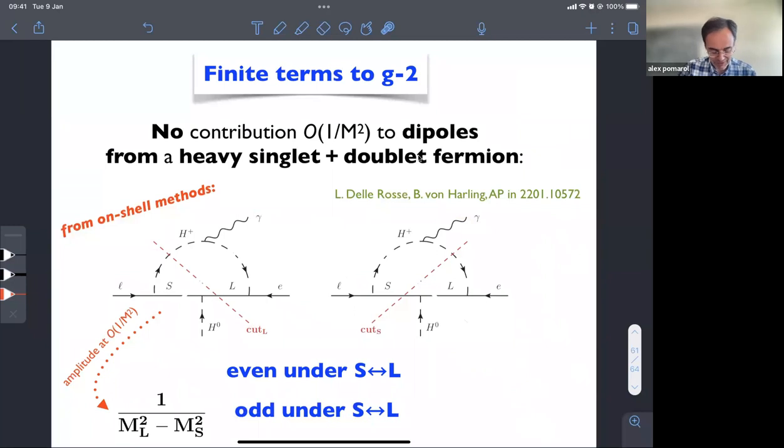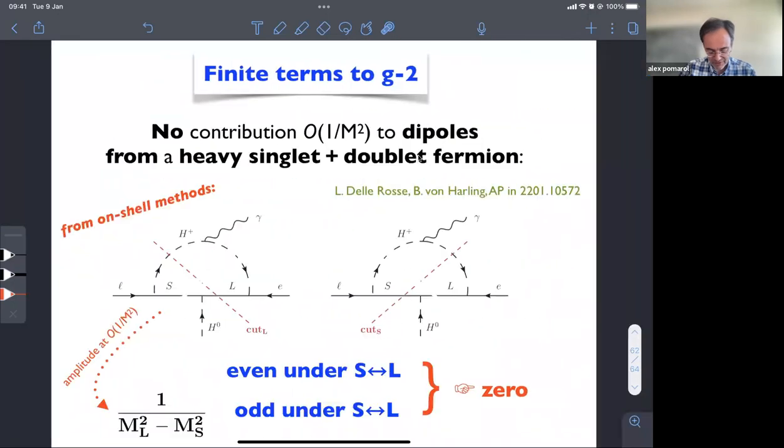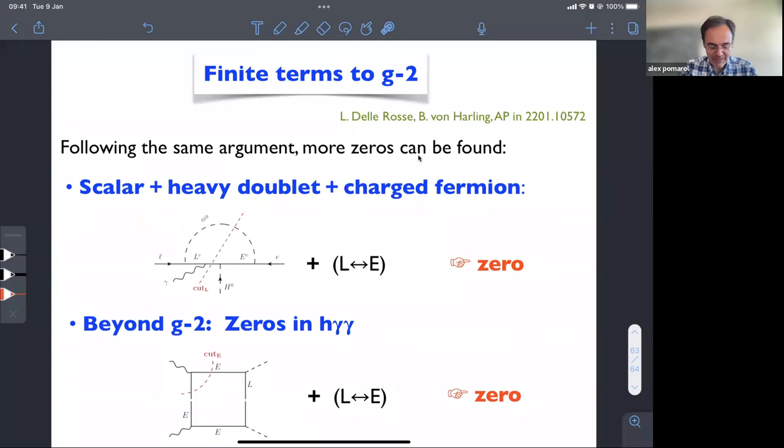So again, the fact that you can look at this as a product of two amplitudes was useful to tell you that these kinds of things can be 0. And you could find other zeros using these techniques, also for finite pieces. It's a little bit more complicated.